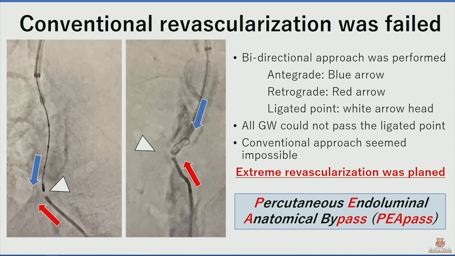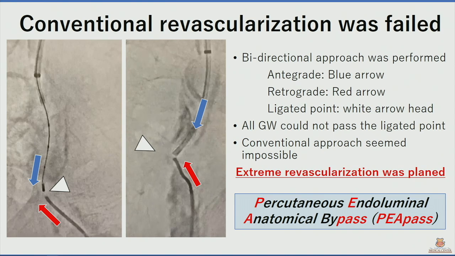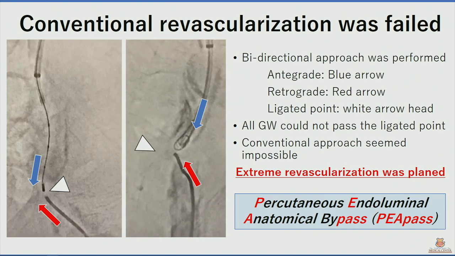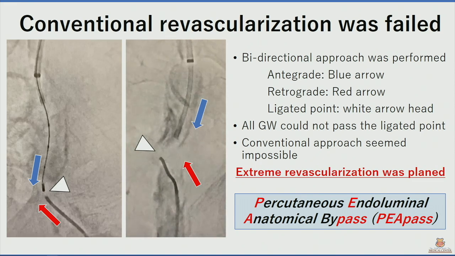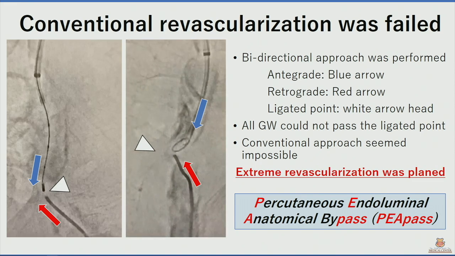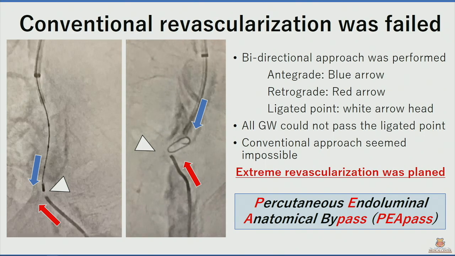What should we do? Of course, another extra-anatomical bypass is another option, but I think it's not a good option. So we try to do an extreme recanalization technique called PEA pass, percutaneous endoluminal anatomical bypass.